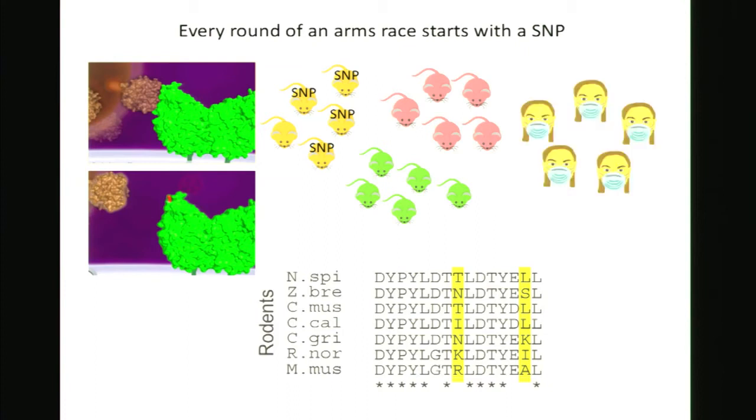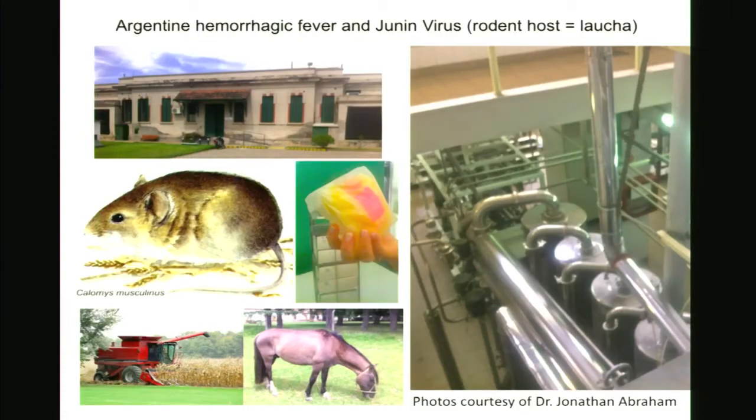And so we wondered if maybe this type of evolution could now be affecting human transferrin receptor. The reason we wondered that is because several of these viruses, like I mentioned, do infect humans. I wanted to tell you about one of these. It's called Junin virus, and it causes Argentine hemorrhagic fever. This virus is transmitted by the laucha, which is a rodent found in Argentina.